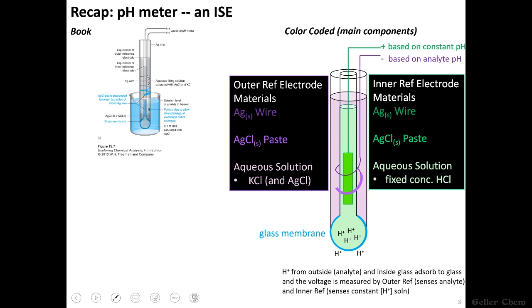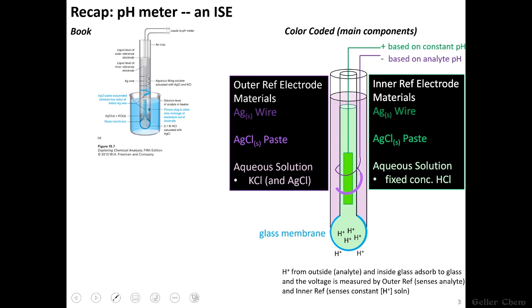Some of those protons in solution will adsorb to the outside of this glass bulb. The protons will then be sensed in a manner through the glass by this outer electrode, while this inner electrode is sensing the protons that it's in contact with. If these concentrations are different, once again, a voltage will be generated and measured by some voltmeter.